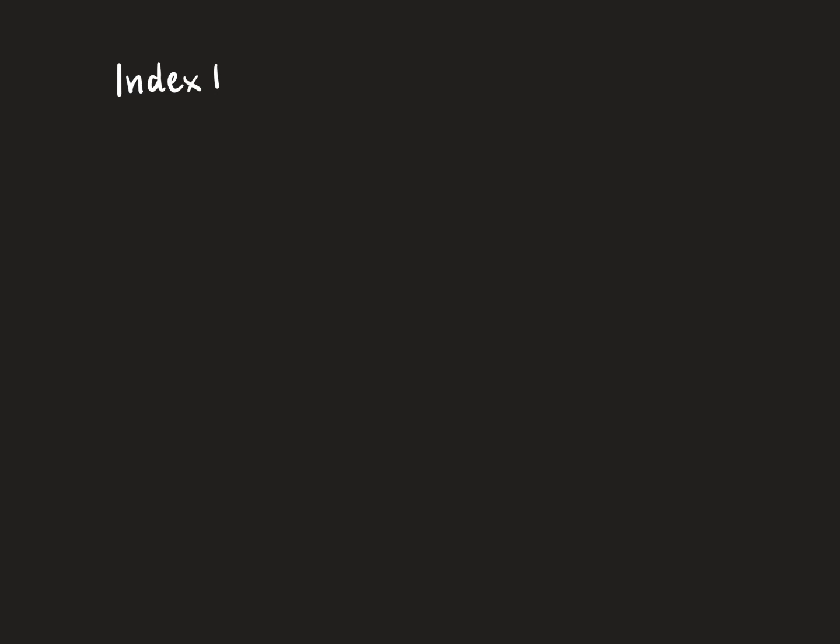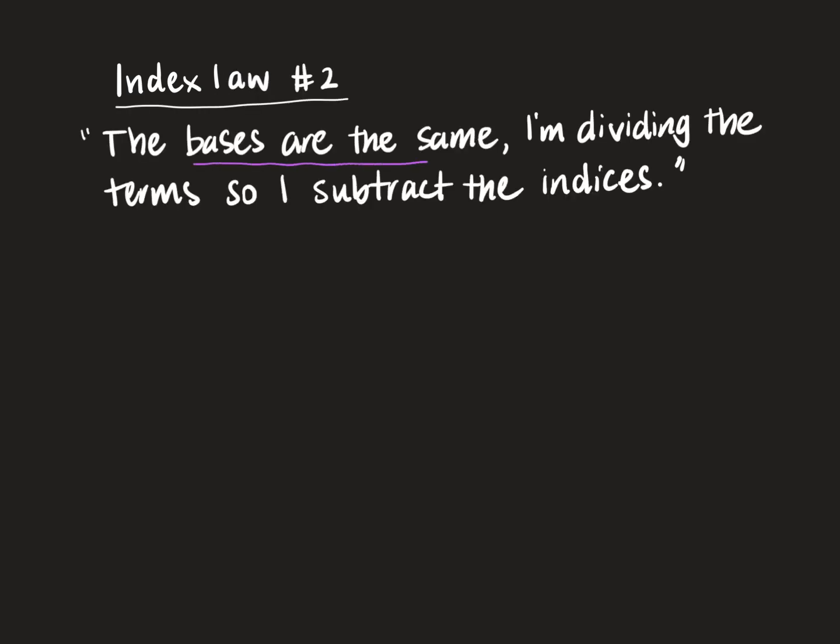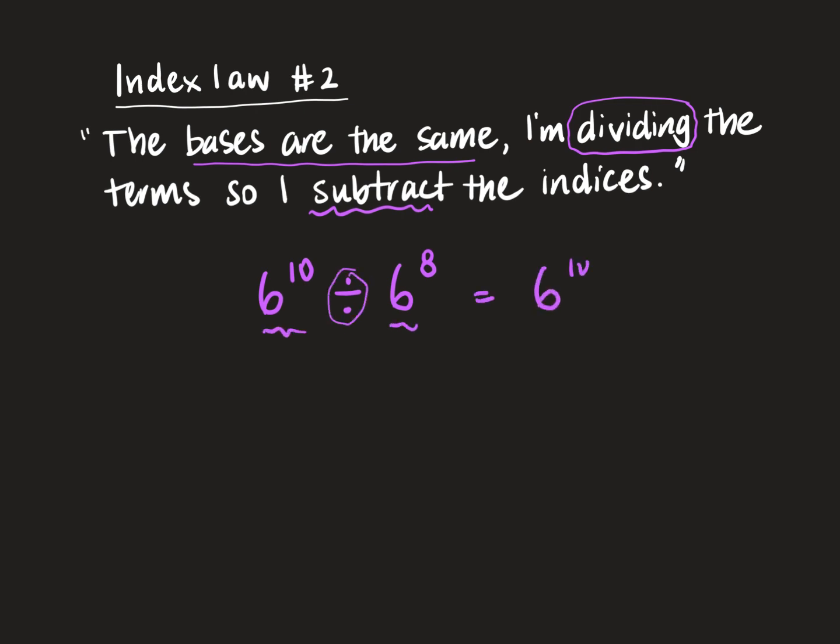Time to look at the second index law. Once again, the bases have to be the same, but this time I am dividing the terms, so I subtract the indices. How does this one work? If I have, let's say, 6 to the power of 10 divided by 6 to the power of 8, well, bases are the same. I'm dividing the terms. It's going to give me 6 to the power of 10 minus 8, which is equal to 6 to the power of 2.